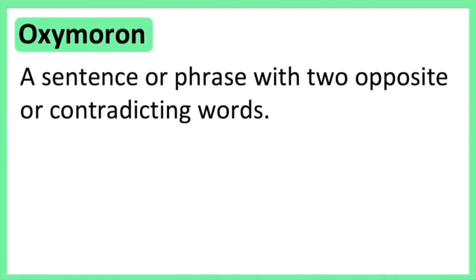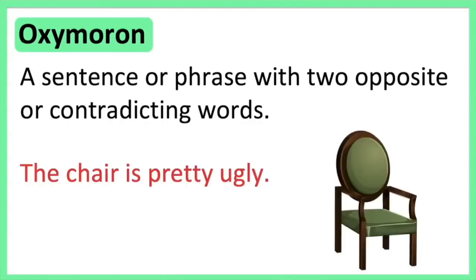Oxymoron. An oxymoron is a sentence or phrase with two opposite or contradicting words. Oxymorons are used to interest the reader and cause the reader to pay attention to what they're reading. It also adds some playfulness in the sentence. For example, the chair is pretty ugly. Pretty and ugly are opposites.